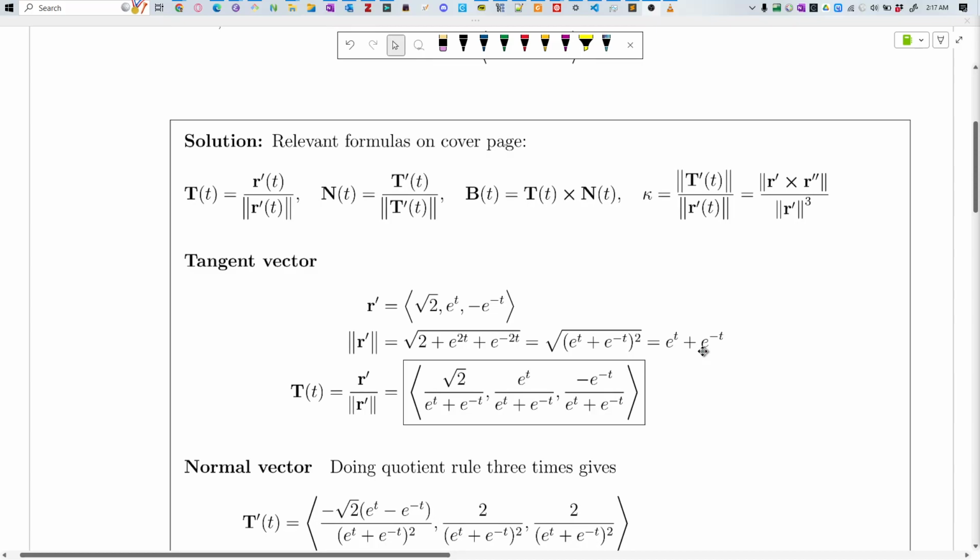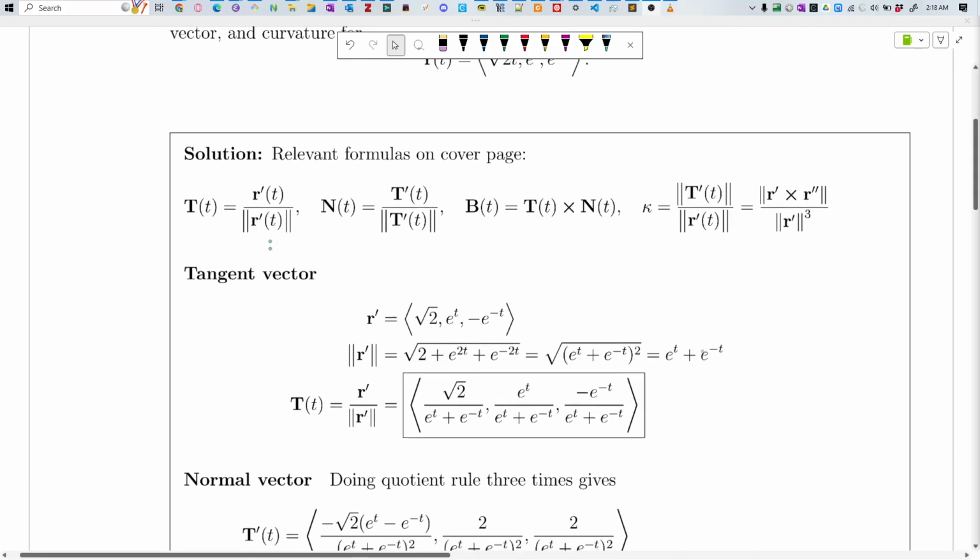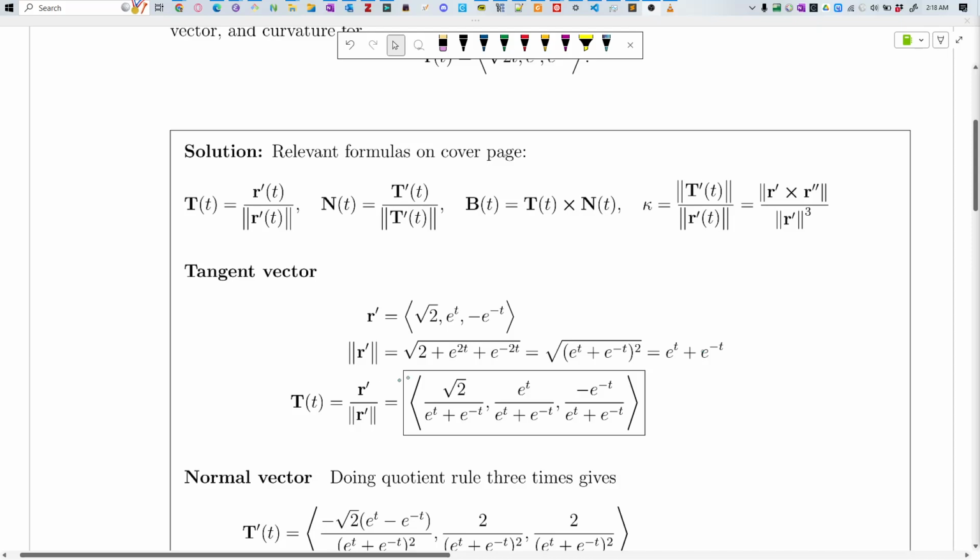Okay. So for the tangent vector, we have to calculate r prime and then its magnitude and divide by its magnitude. And this is already where there's an algebraic thing that if you notice it, it makes your life a whole lot easier. And if you don't notice it, then the computation becomes pretty terrible.